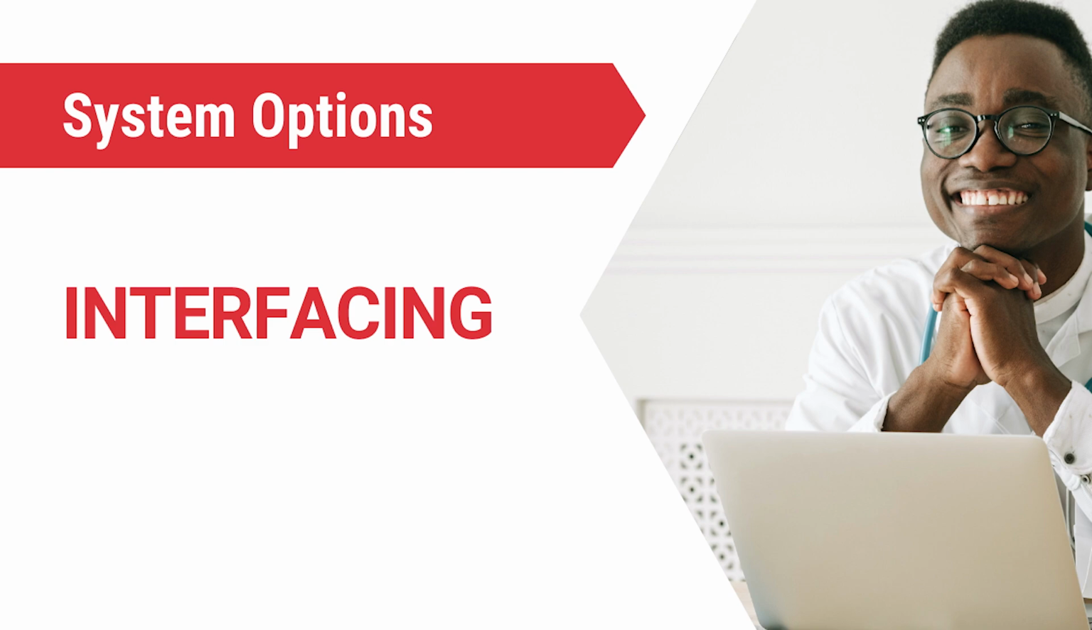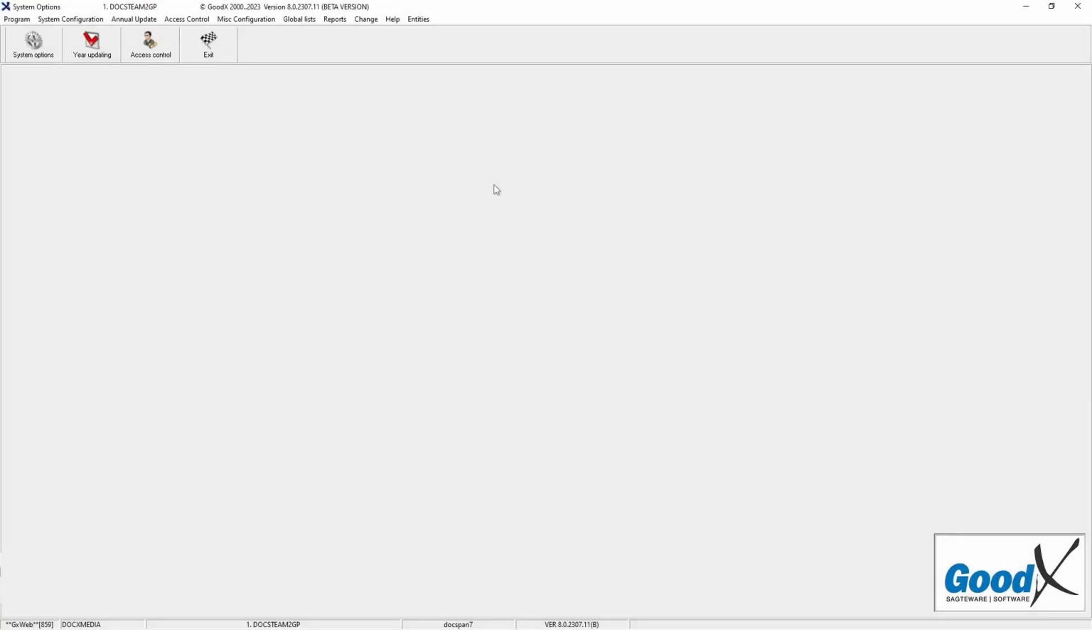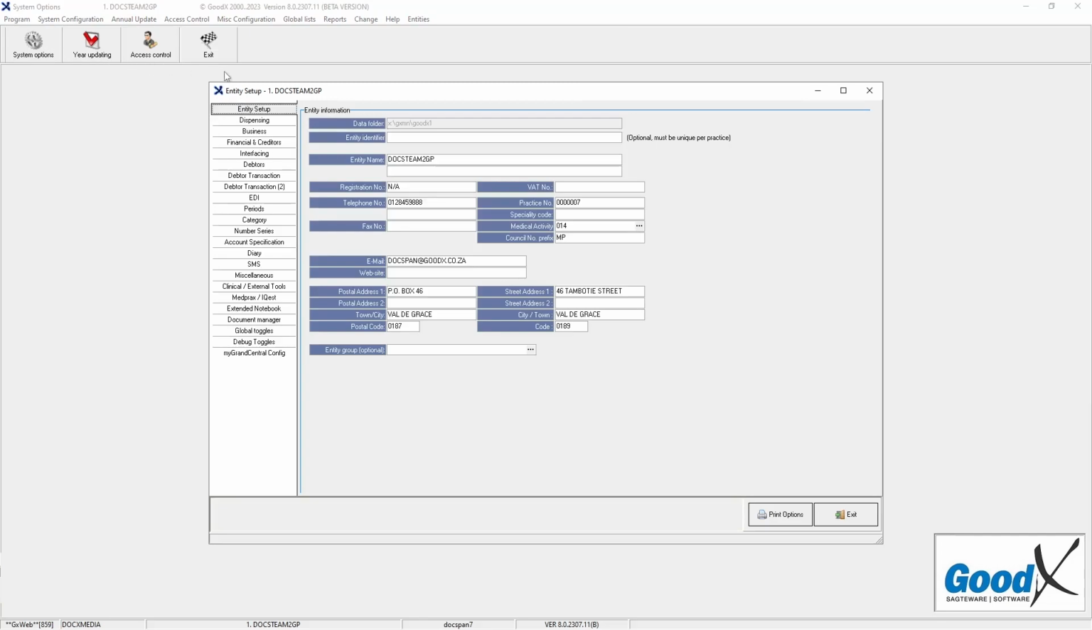The goal of this video is to show you the interfacing segment within the system options. In this video, we will start on the system options screen. From the system options screen, click on the system options button in the toolbar.